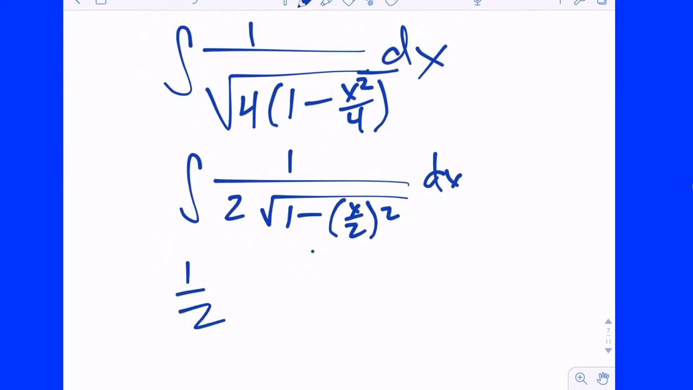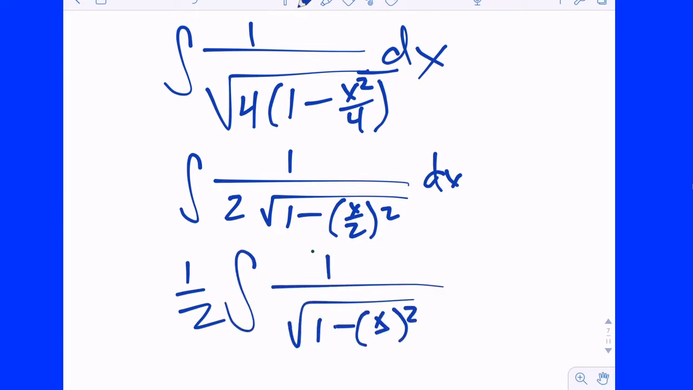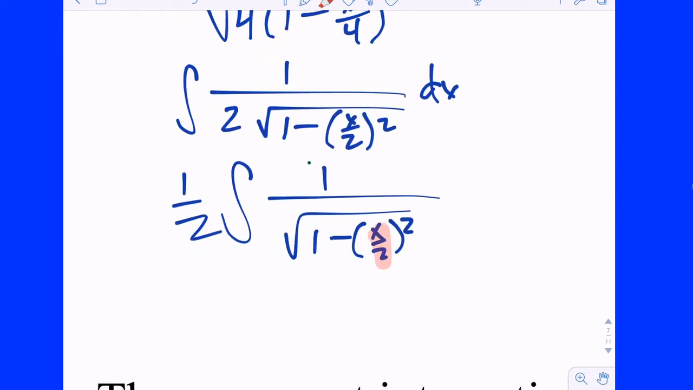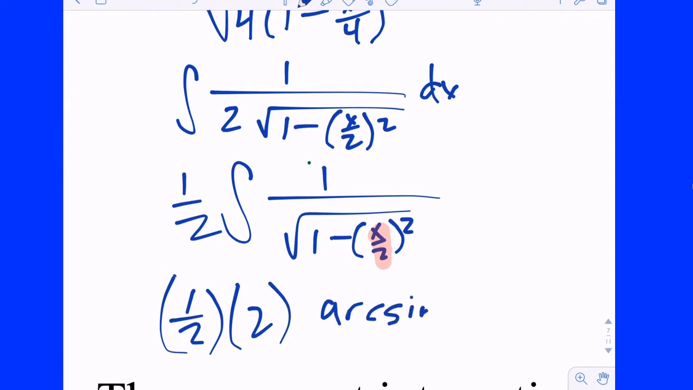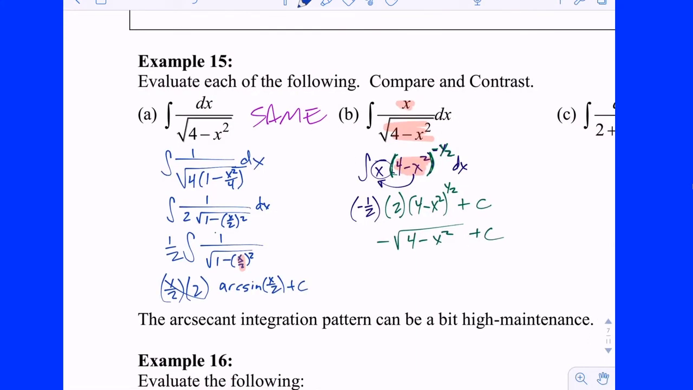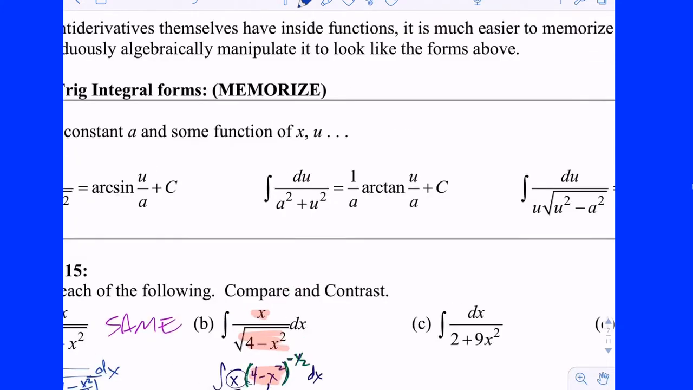And now I can pull the 1/2 out front, and I get 1/2 times the square root of 1 minus blob squared. And now, by pattern recognition, this would be the blob, and its derivative is 1/2. If this 1/2 goes along for the ride, and you're off by 1/2, you would have a correction of 2, and then it becomes arc sine of the blob plus c, and of course those divide out, and you get the same answer. But that's a lot of algebra to do, and that's an easy one, actually. It doesn't always work out that nicely. So, memorize the forms, and everything goes lickety-split fast.